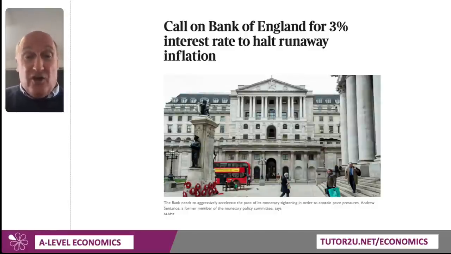Andrew Sentence, I was at university with Andrew Sentence. We both studied economics at the same time. And Andrew Sentence, former Bank of England economist, is arguing for 3% interest rates in the UK to halt runaway inflation. So 3% compared to 1% is quite a big change in the context of the last 10 years.